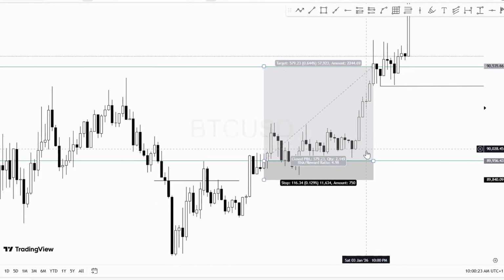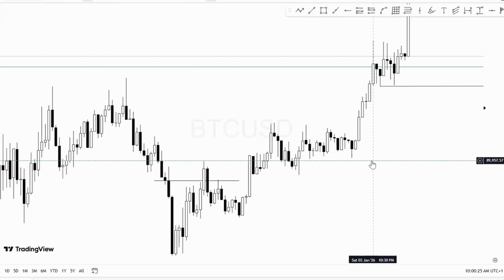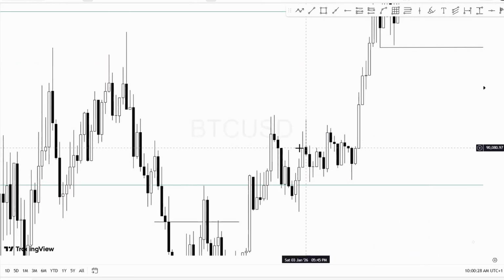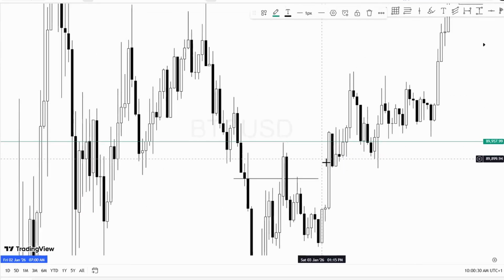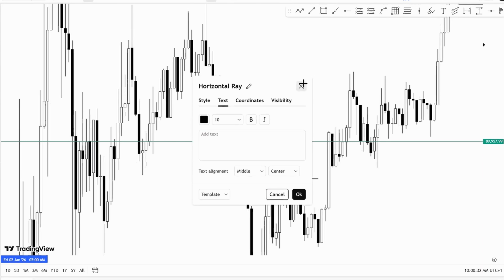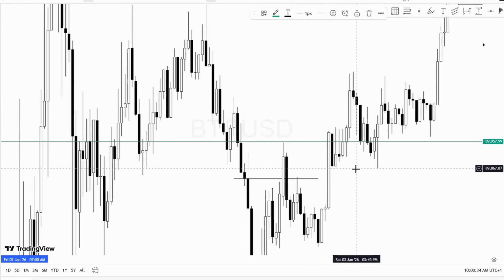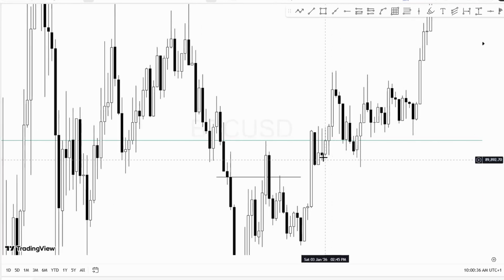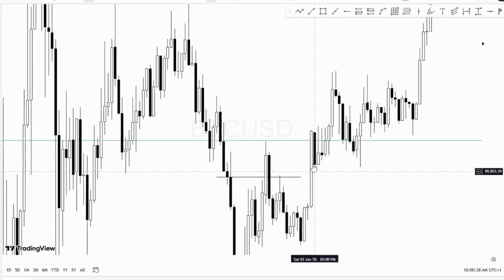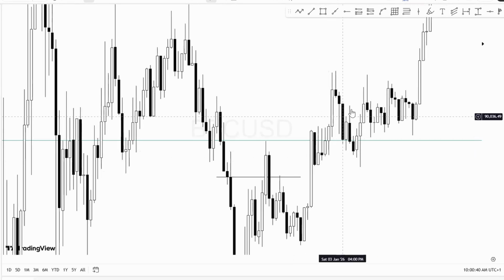Let me delete this thing. I scaled down to 15 minutes. So this was that move. This was that push. This is how that push closed. What I wanted to see is whether the market is going to come and take out this one, or the market will continue buying.